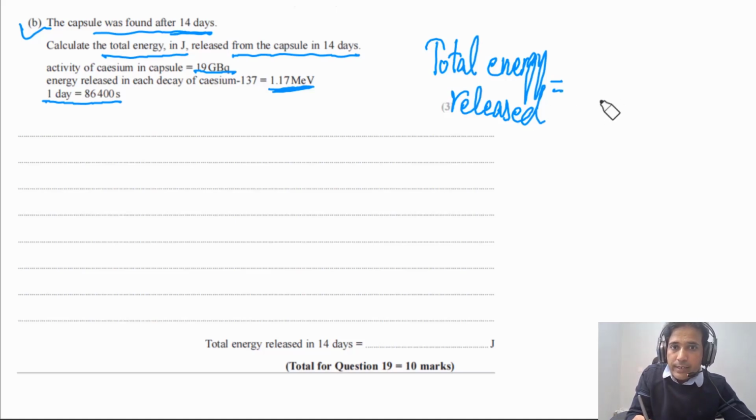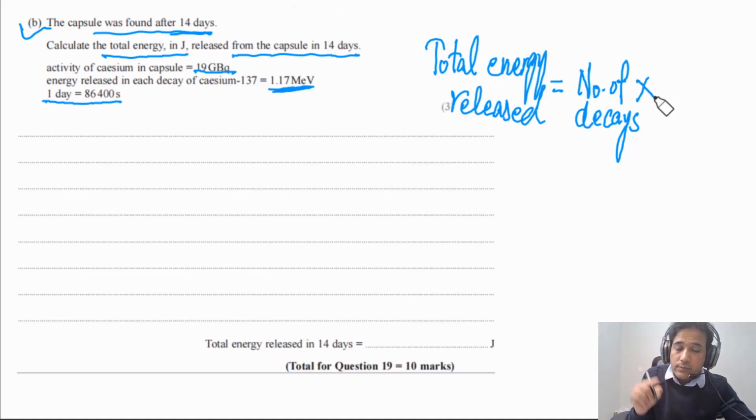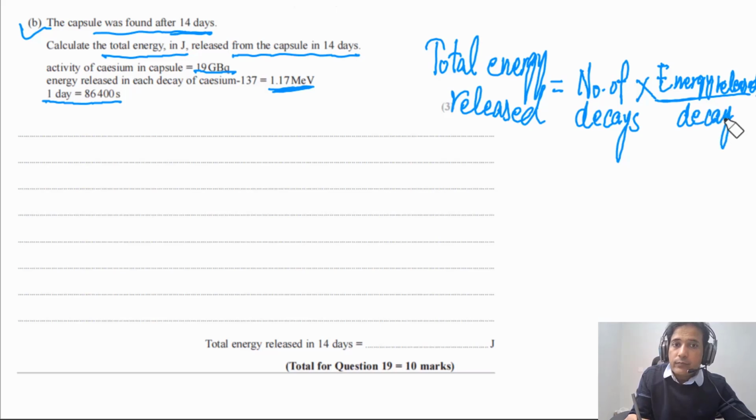So what we need to find out? We need to find out n, number of decays in 14 days, and then we multiply with energy release in one decay. So we can say energy released per decay means energy released in one decay. Then we can find out the total energy release. So this is the main physics.